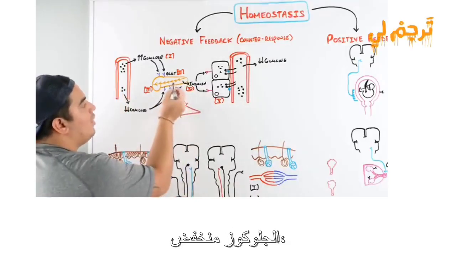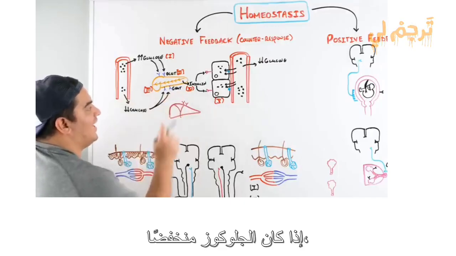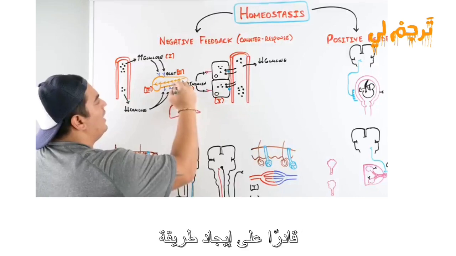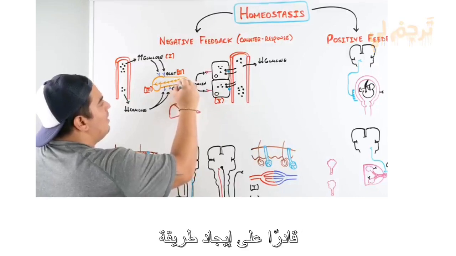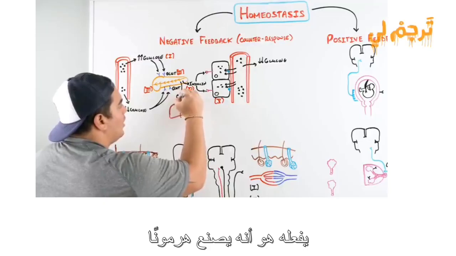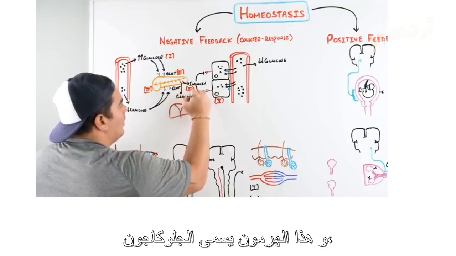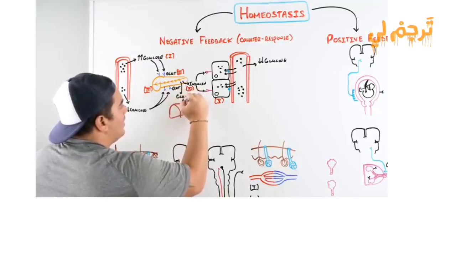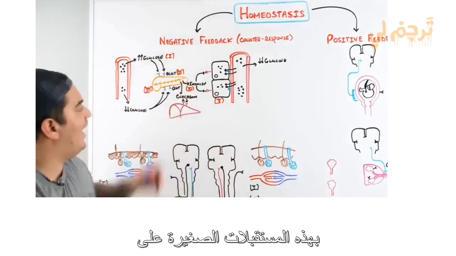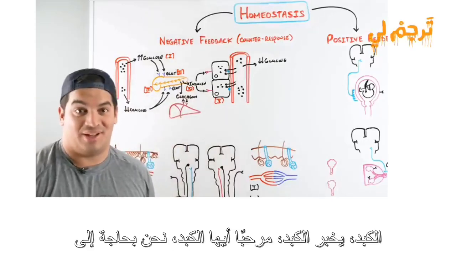If the glucose is low, then the pancreas will respond to that and say, oh, okay, if the glucose is really, really low, I need to figure out a way to increase the glucose. So then it makes a hormone. This hormone is called glucagon. What glucagon does is it binds onto little receptors on your liver. It tells the liver, hey, liver, we need some glucose in the bloodstream.